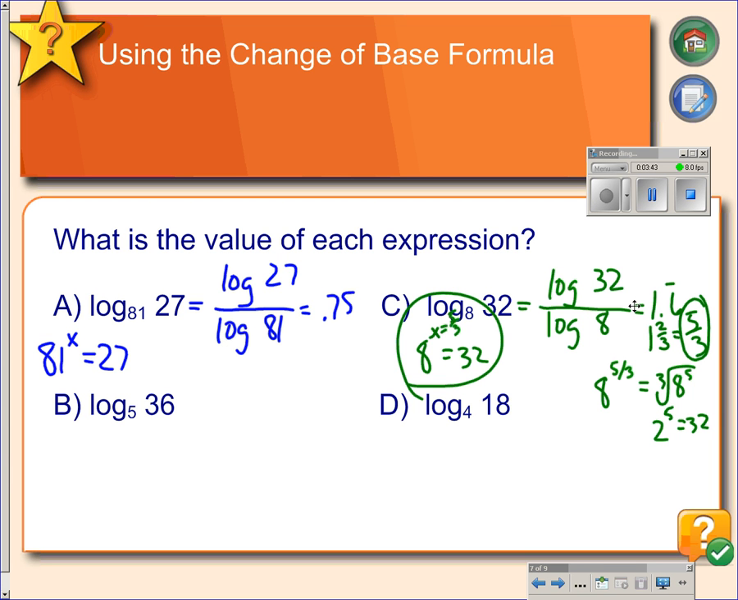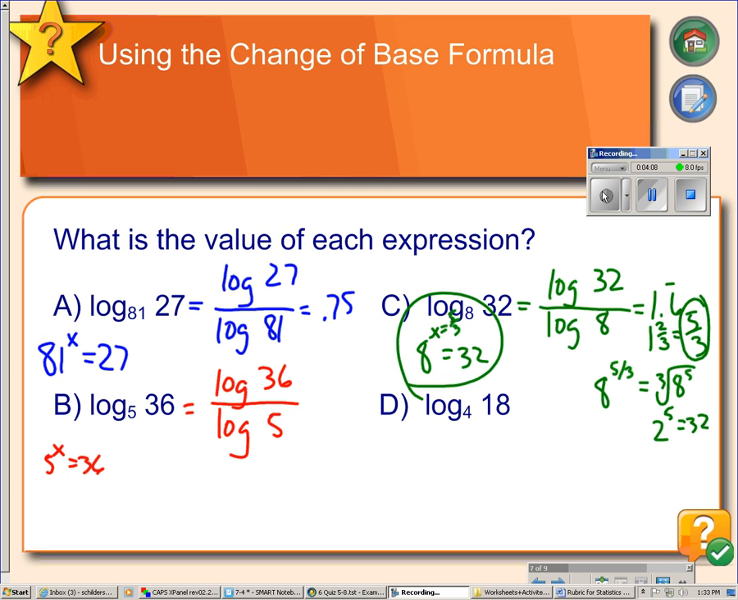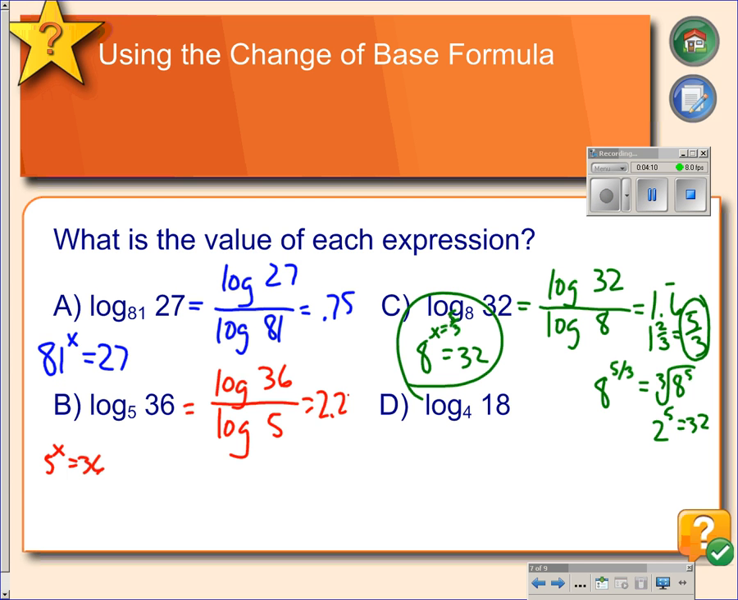In example B, you can't even figure it out by doing 5 to the x equals 36, except by guess and check, because 5 doesn't turn into a 36 with any kind of fraction. So the only way to solve this is with change of base. So we do log of the tall number, 36, over log of the base number, 5. And we get 2.227.